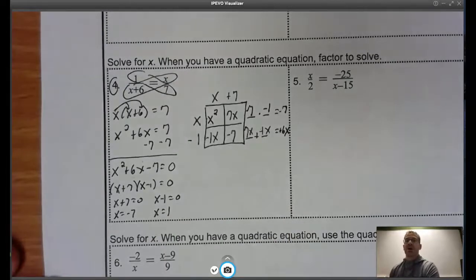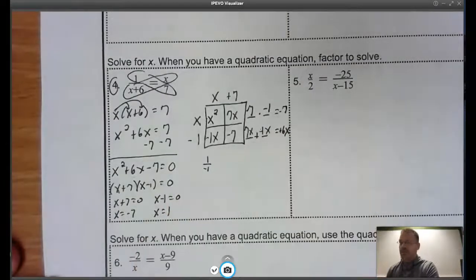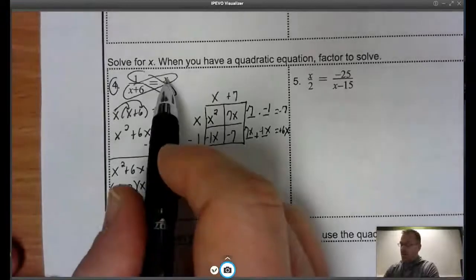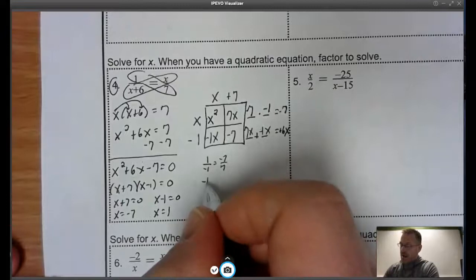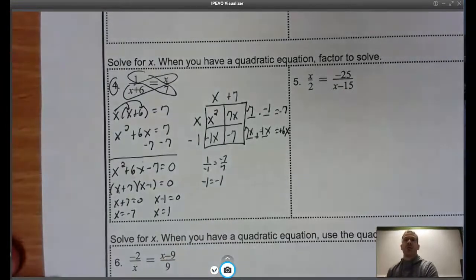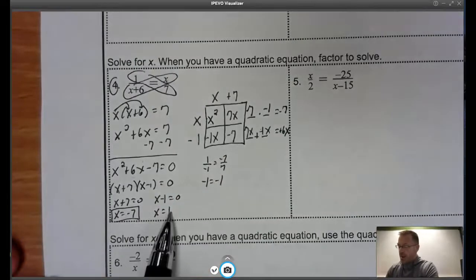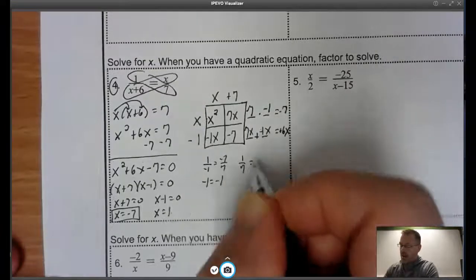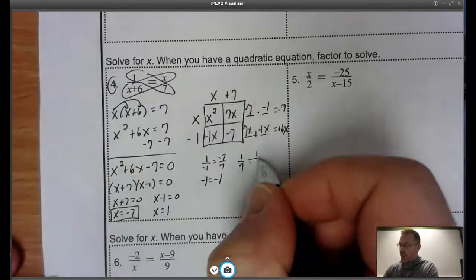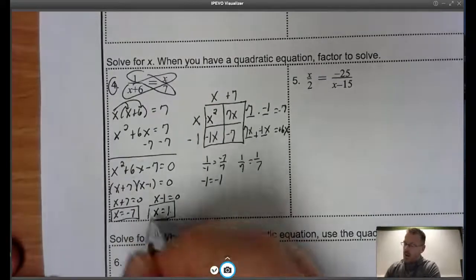Now, once again, if we plug them in and double check them, if I plug negative 7 in here, I get 1 over negative 1. If I plug negative 7 in on the right side, I get negative 7 divided by 7. And so notice I get negative 1 equals negative 1. So that solution works. This is a good solution. Notice if I plug 1 in here, I get 1/7 on the left side. And if I plug 1 in here, I get 1/7 here. So 1/7 equals 1/7. So that is also a good solution.